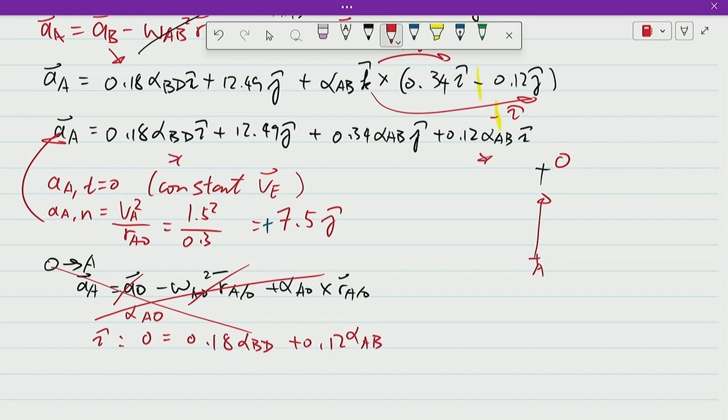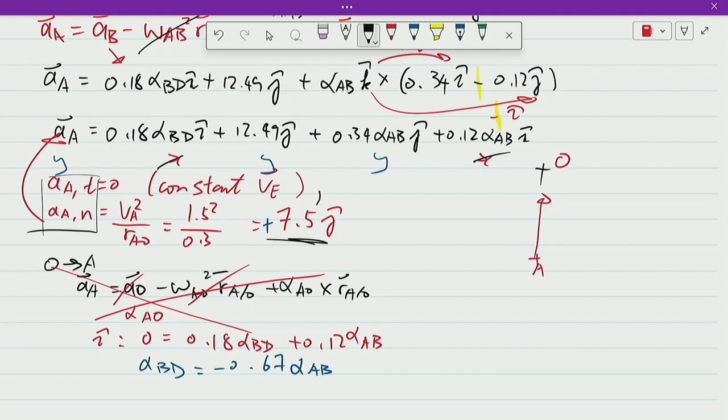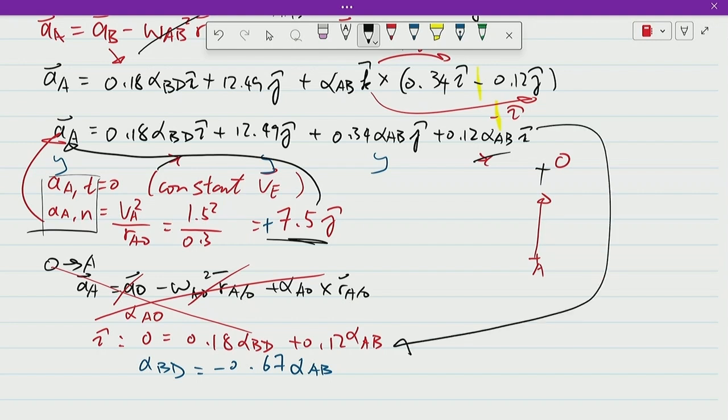This is X, this is X, Y, Y. Rearranging gives us alpha BD equals negative 0.67 alpha AB. Again, all we're doing is, we found out the tangential acceleration is 0, we found the normal acceleration, and then you just plug it back in and break it into the I and J direction.